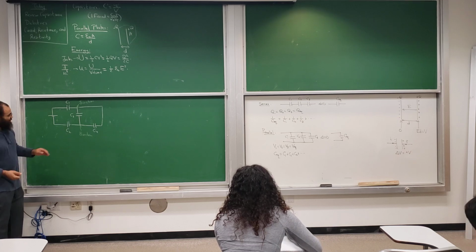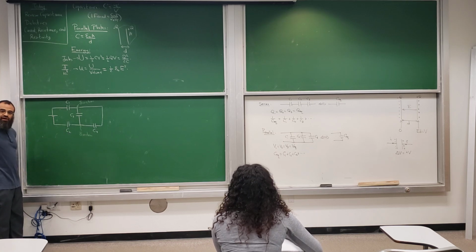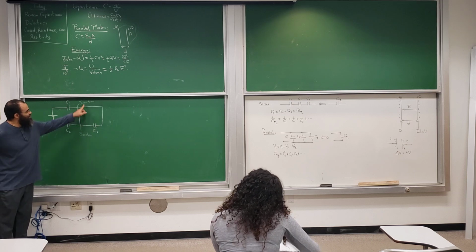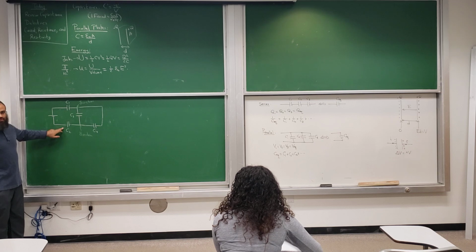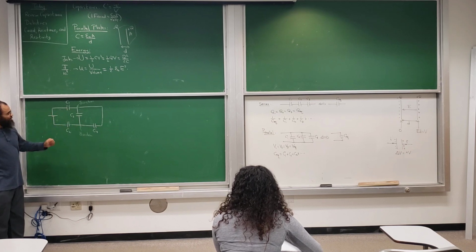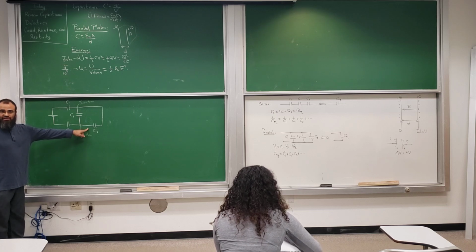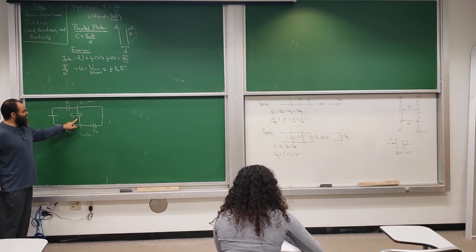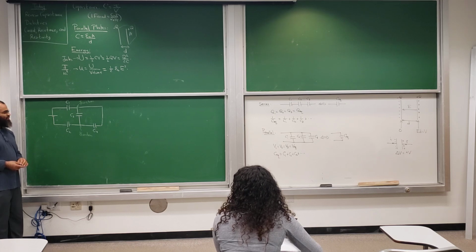For example, are C2 and C4 in series? No. Are they on the same branch? No, they are on different branches. C4 is on this branch, C2 is on this one. How about C1 and C2? Yes, they are on the same branch. So definitely C2 and C4 are not in series. How about C4 and C3? What kind of connection are they in? Parallel, good. How do we know that they're in parallel?